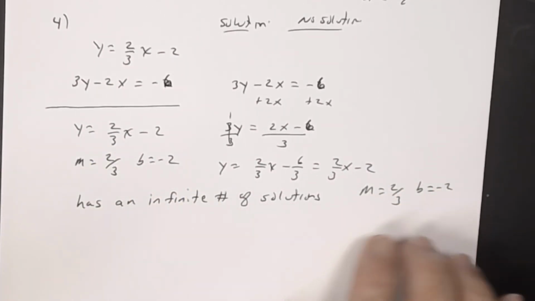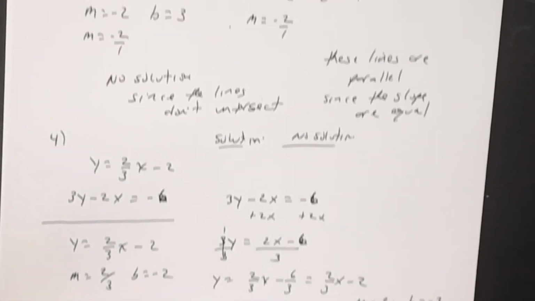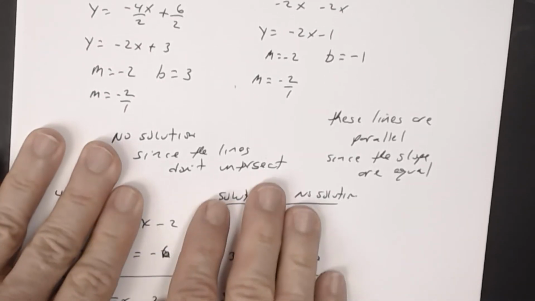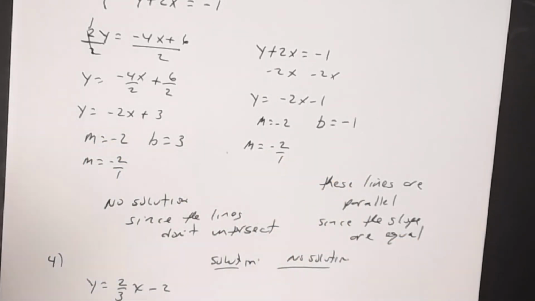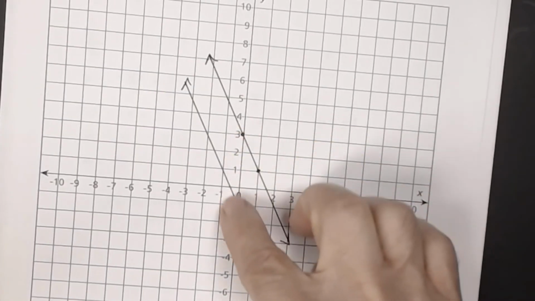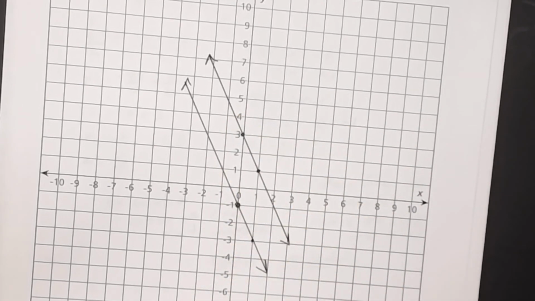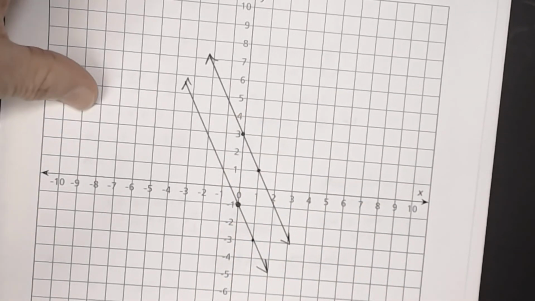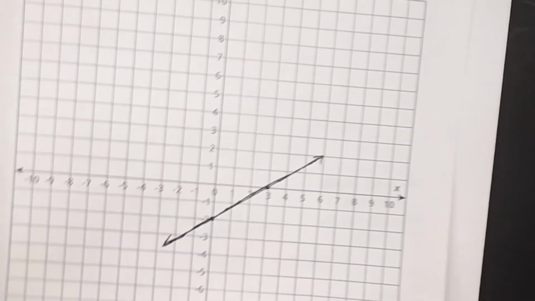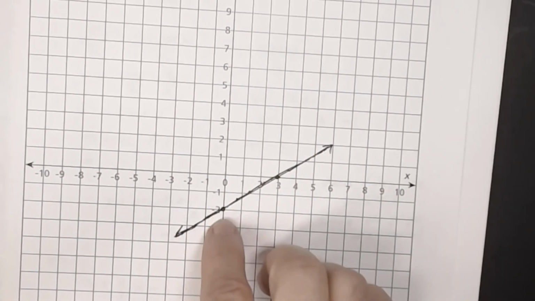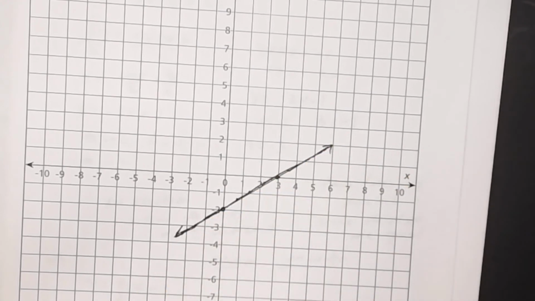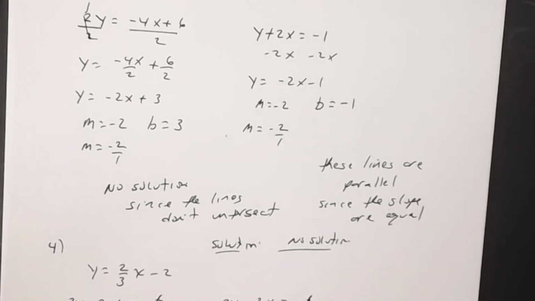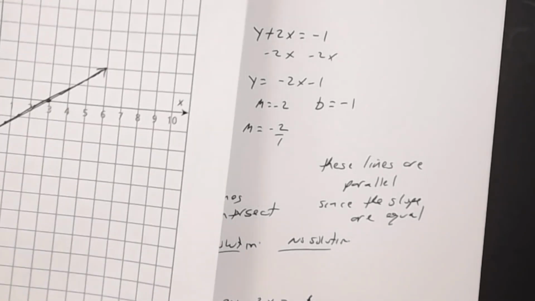Okay, so if your lines are parallel and they don't overlap, meaning that the y-intercepts are different, then you have no solution. If the lines are parallel and they overlap, meaning they have the same y-intercept, then there's an infinite number of solutions. Okay? All right, so that's going to take care of this lesson.